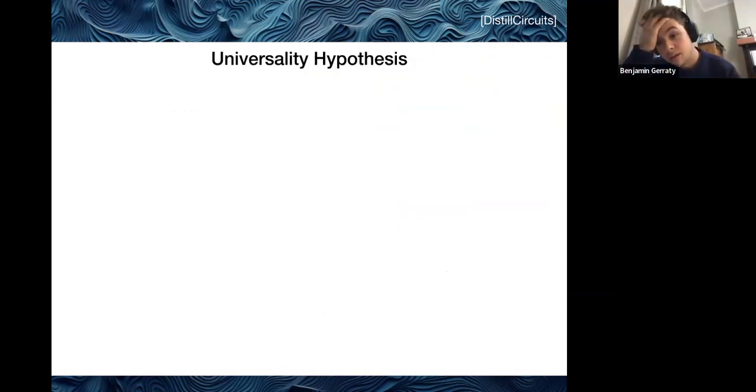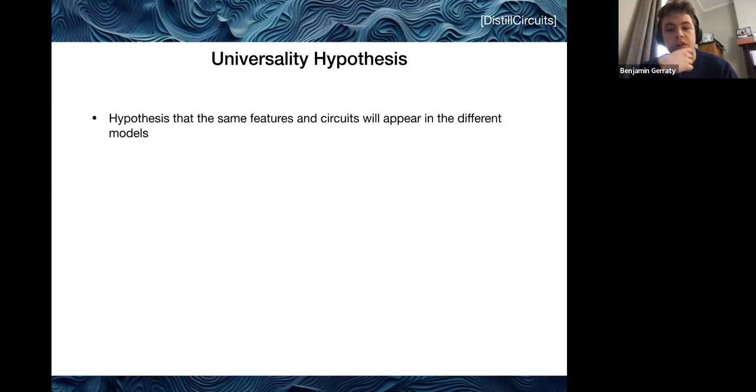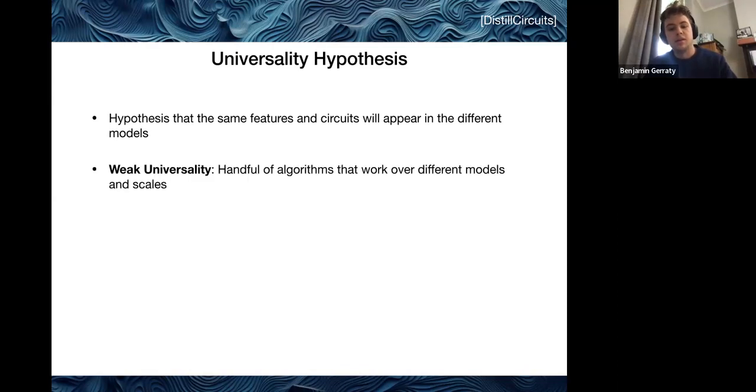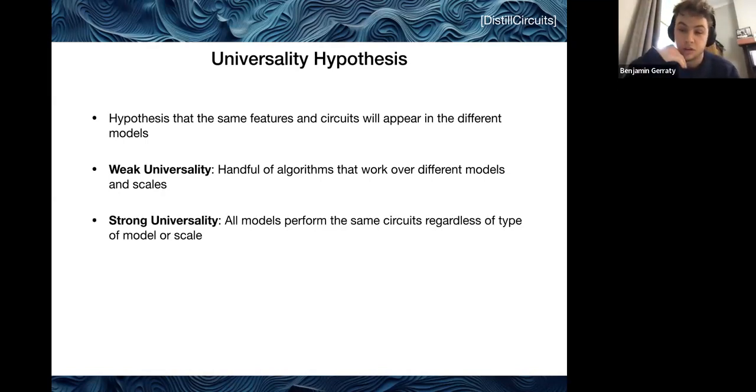Okay. So the other thing about mechanistic interpretability is that we want these features and circuits. We want to know, do these appear across models, or are they purely an artifact of every single specific model we look at? So there are different ways you could frame this hypothesis. There's weak universality, where there's a handful of algorithms or circuits and features that will appear across different models and scales. There's strong universality, where all models perform the same circuits regardless of model type or scale.